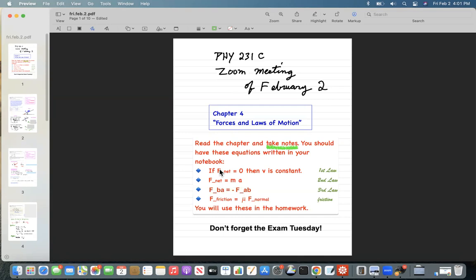If the net force on an object is 0, then the object moves with a constant velocity. That's Newton's first law. More generally, Newton's second law says the net force acting on an object is the mass times the acceleration of the object.